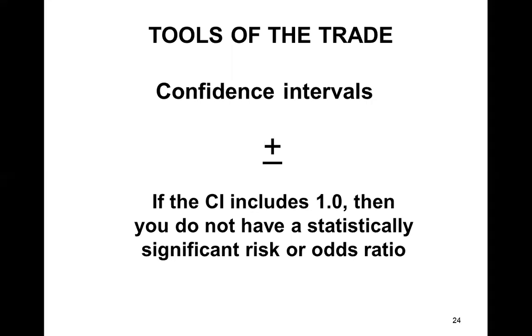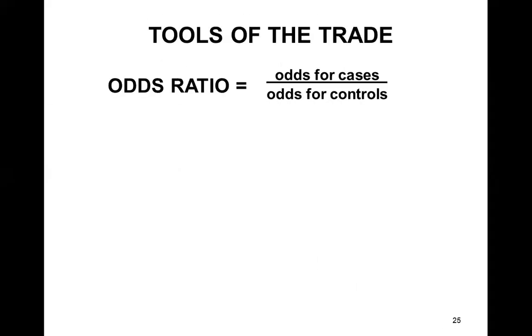So what that means is that if you have a risk ratio of 10, which is 10 times greater than 0, relatively speaking, but you have a confidence interval that includes 1.0, even though your risk ratio is very high, you do not have a statistically significant ratio. I will illustrate this to you several ways, okay? But let's just talk about odds ratio first before I then demonstrate confidence intervals to you.